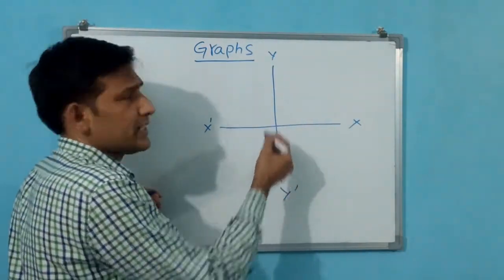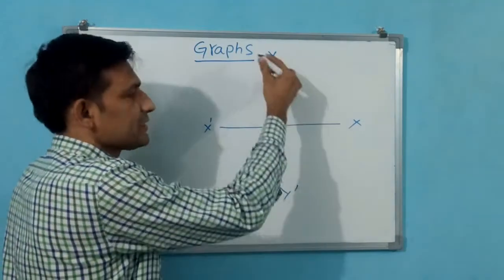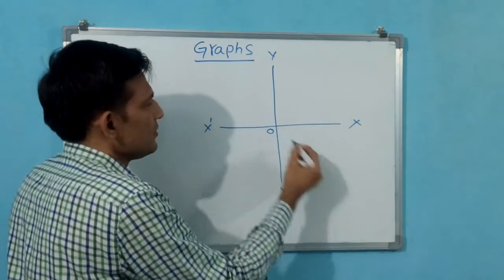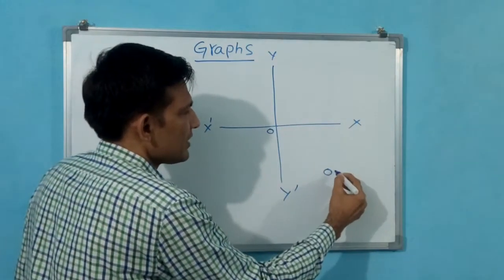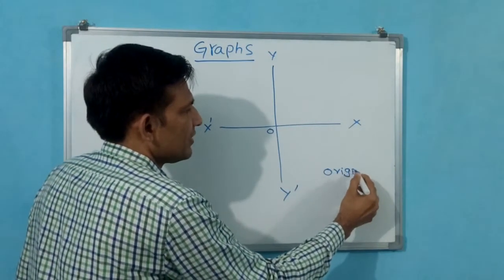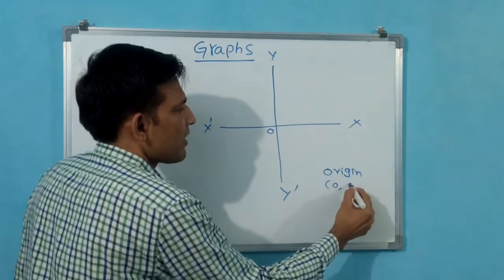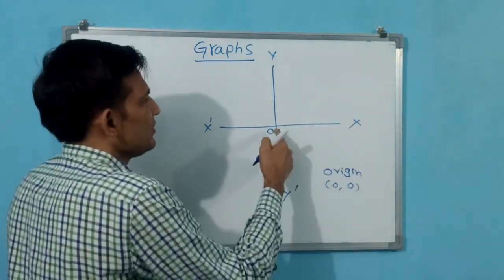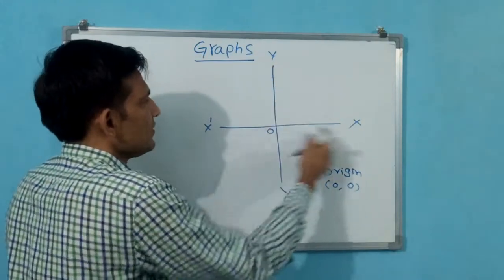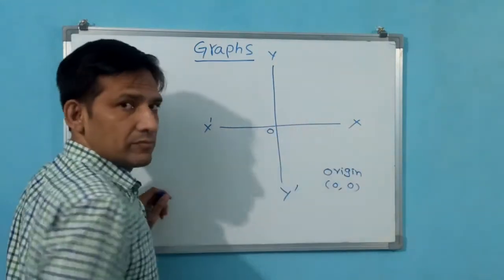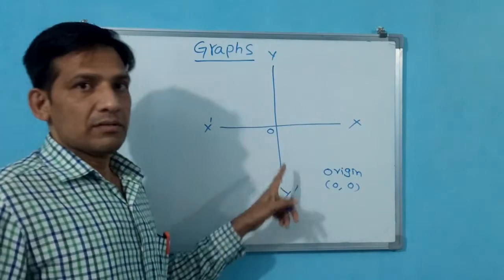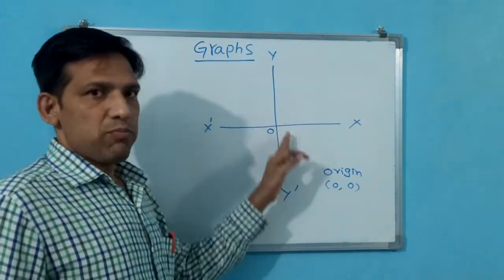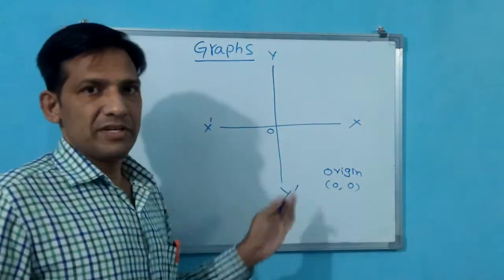Let us first understand the intersection point. The intersection point of these two axes is the origin, 0. 0 is called the origin. The point for this is x is 0, y is 0. This is the origin.